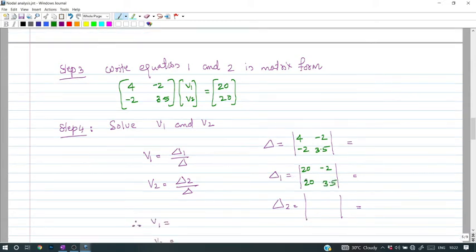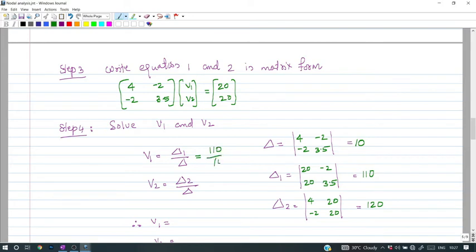Similarly, the first column entry is retained, 4 and minus 2, and the second column entry, that is the coefficient of V2 in both equations, gets replaced with this 20 and 20. That determinant gives delta 2. Here delta can be obtained as 4 into 3.5 minus 4. After solving this, you can obtain delta as 10, delta 1 as 110 and delta 2 as 120. Substituting over here, what is V1?